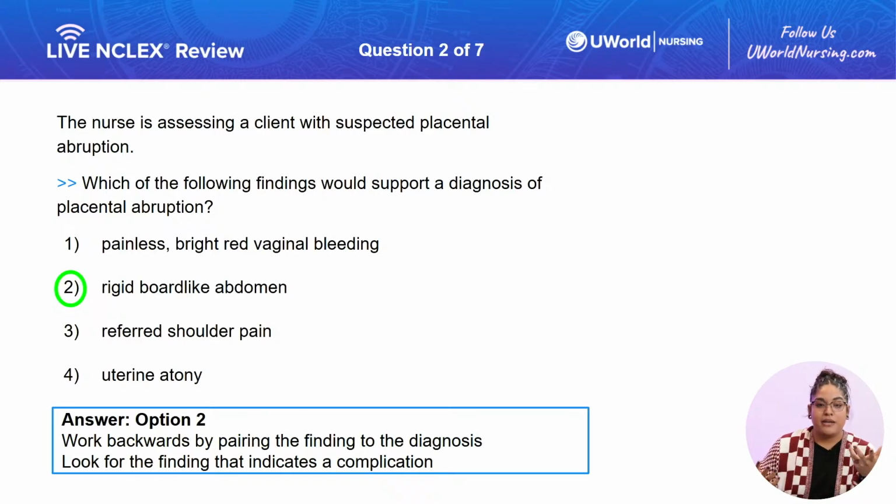Option 2 is our correct answer, right? Board-like abdomen is the hallmark sign of placental abruption. And if you were there yesterday during Samantha's lecture, you would have learned this because I learned that too. And then option 3, referred shoulder pain can be a sign of ruptured ectopic pregnancy. It also could be a sign of gas pain. It is not a sign of abruption. Option 4, we have uterine hypertonicity would be the clinical manifestation of abruption that we're looking for, but not atony, which means the lack of muscle tone, right?